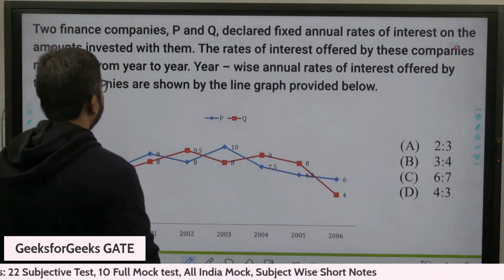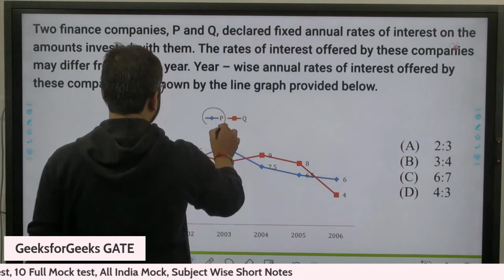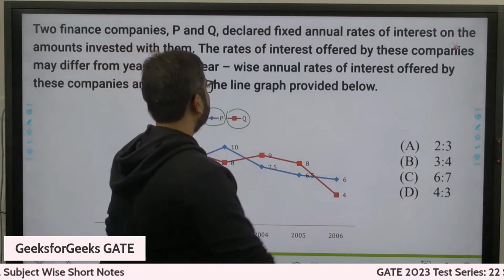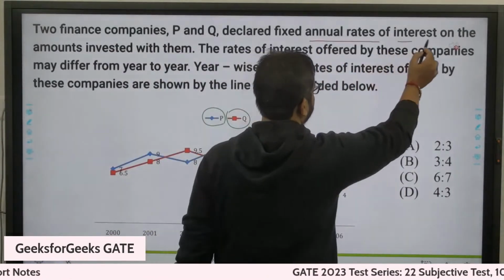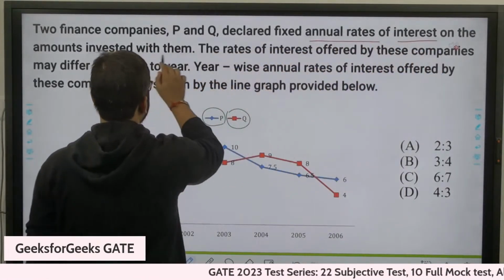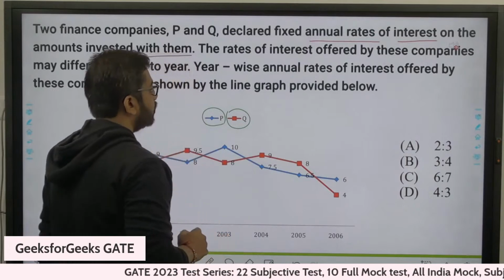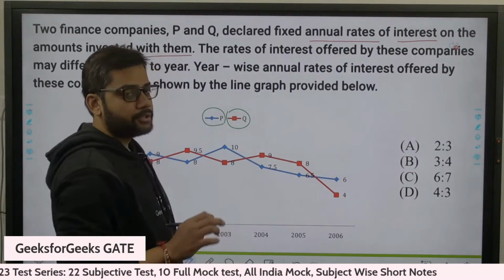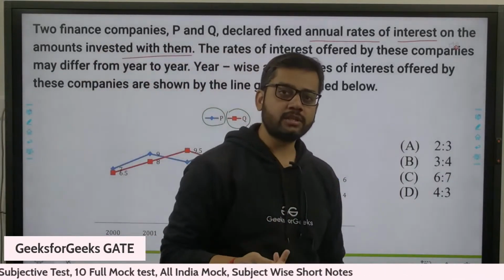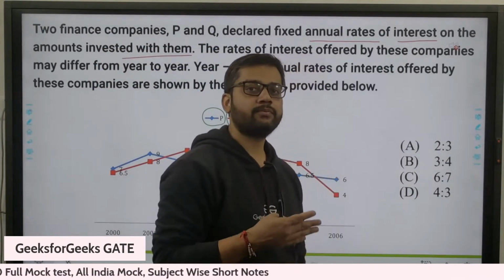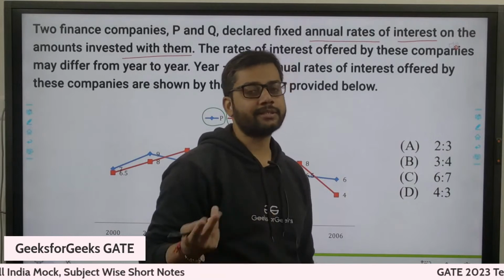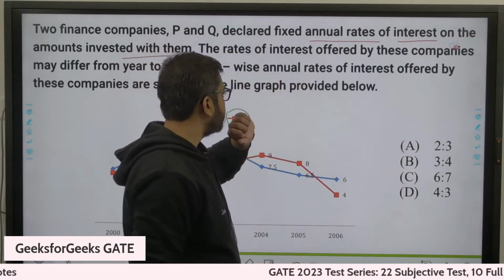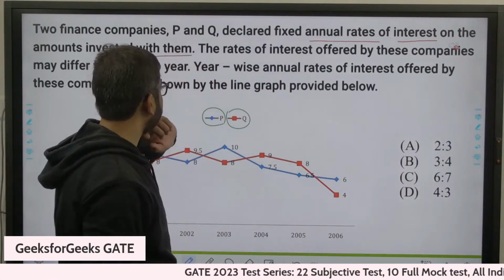Two finance companies, P and Q, declared a fixed annual rate of interest on the amount invested with them. The rate of interest offered by these companies may differ from year to year. Okay, so they are talking about two different financial companies and the relationship of their rate of interest. Either it's increasing or decreasing, it's quite fluctuating.